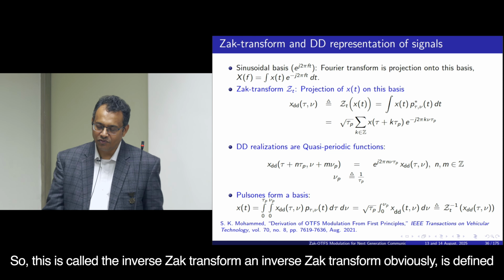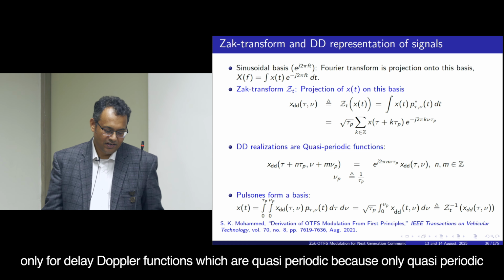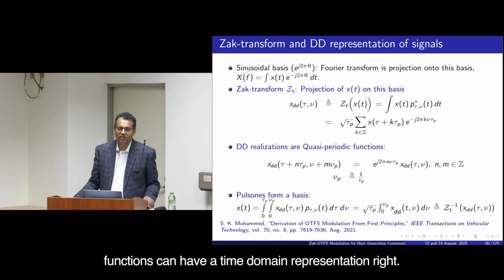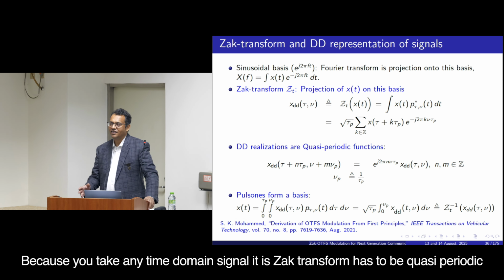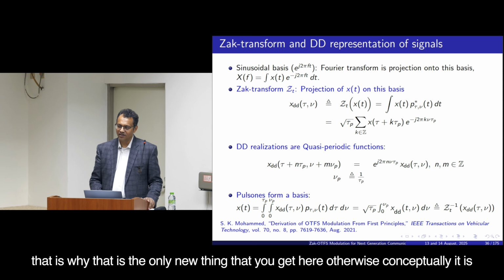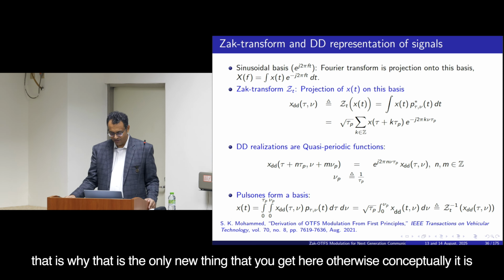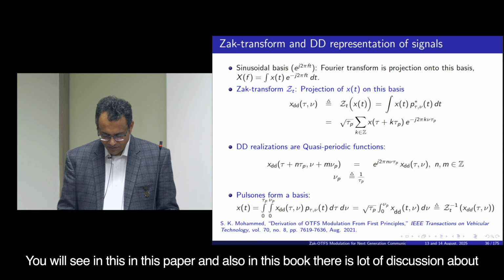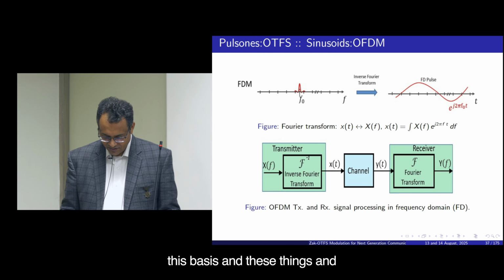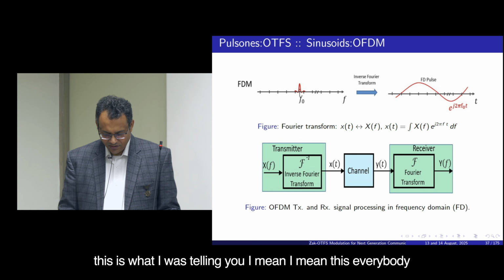An inverse Zak transform is obviously defined only for delay Doppler functions which are quasi periodic, because only quasi-periodic functions can have a time domain representation. You take any time domain signal, its Zak transform has to be quasi-periodic, that is why. That is the only new thing that you get here. Otherwise, conceptually it is the same as your Fourier transform. You will see in this paper and also in this book, there is a lot of discussion about this basis and these things.